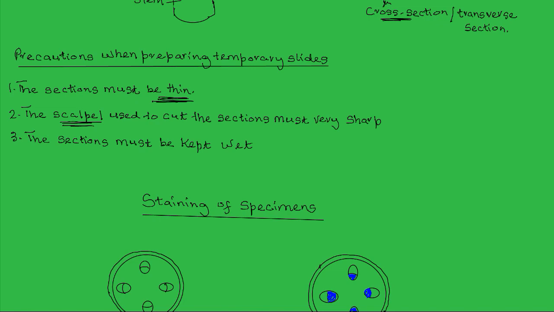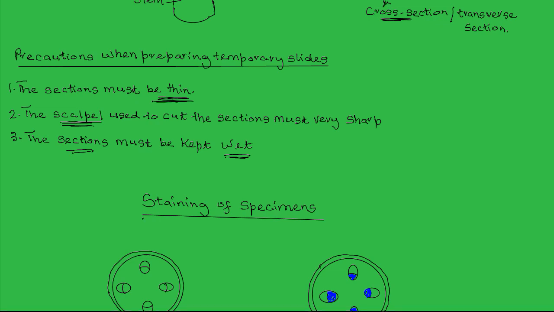The third precaution is that the sections on the slide must be kept wet. This is done by placing the section in a drop of water on the microscope slide. The water prevents the tissues from drying, which would otherwise distort the cells. In addition, turgid cells are larger and thus easier to view.